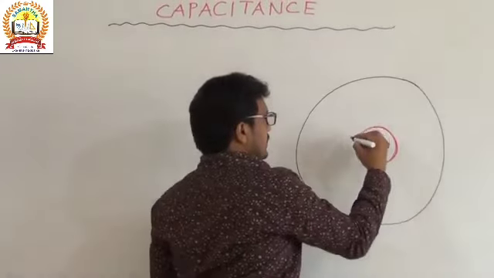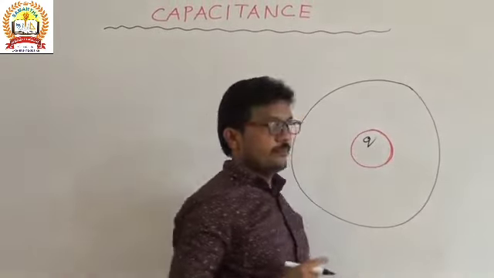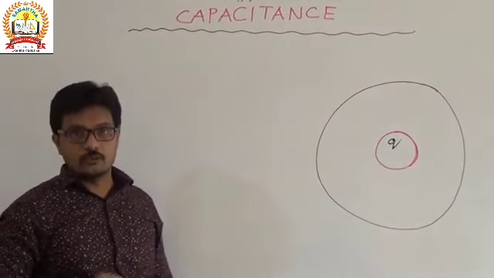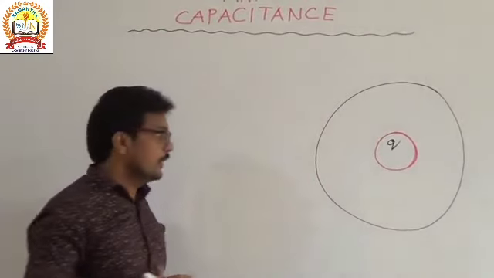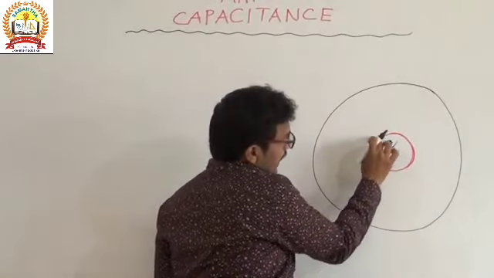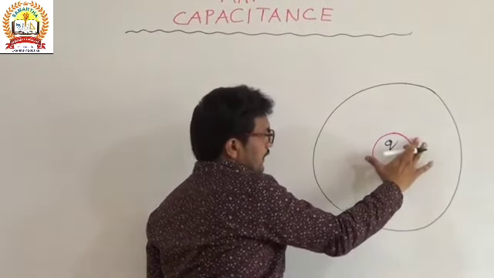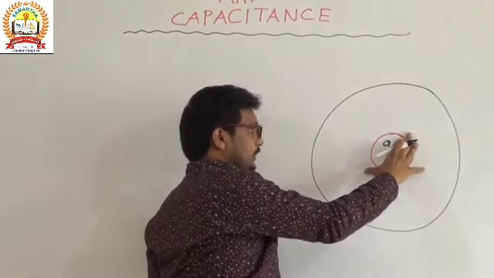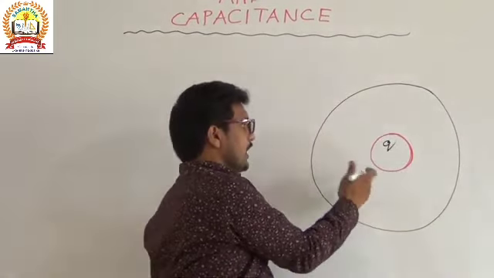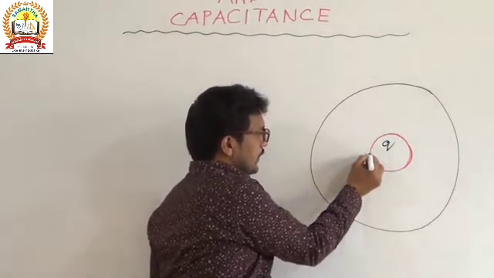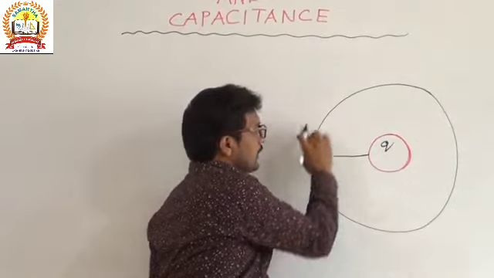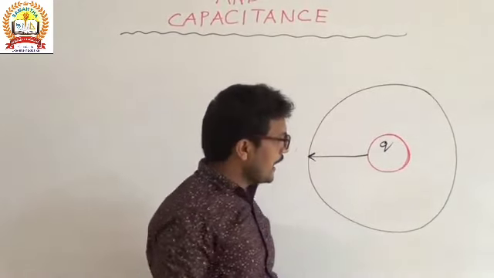And we know that the electric field inside the conductor is 0, and the charge will also be 0. When a charged metal sphere is placed inside the hollow sphere, that charge is transferred from the metal sphere to the outer surface of the hollow sphere.